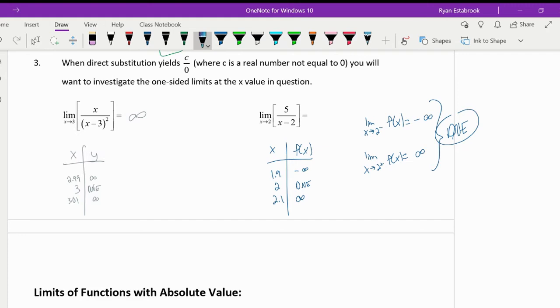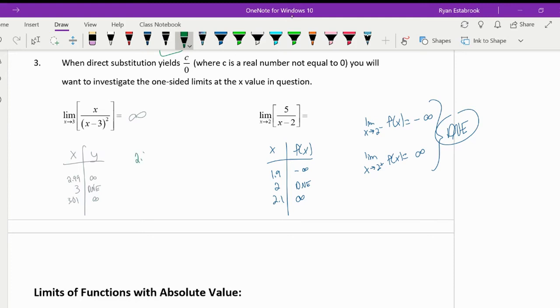When I see that, it doesn't mean there's more work to be done with multiplying by a conjugate or by factoring. We're going to go straight to some analysis. In other words, let's look at what's happening with the y values as x is approaching 3 from both sides. So again, when we plug 3 in, it does not exist. You can't have 3 over 0. That doesn't happen.